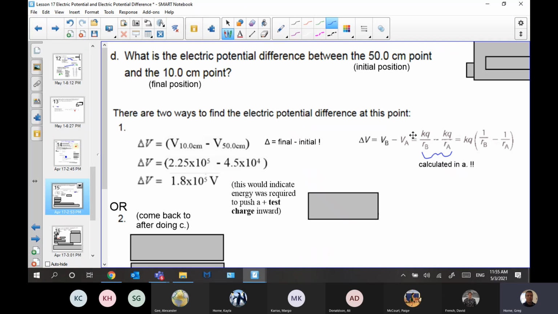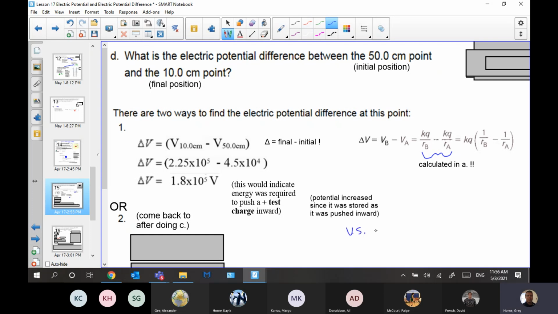So that would indicate that energy was required to push a positive test charge inward. A force was required to actually push in that direction, to push it inward, right? And the potential increased as energy was stored. If it was a negative value, that would indicate that you're trying to stop it from going in, right? So we're pushing inward. You'd be trying to stop it from going in if that was a negative number. I could add that in.